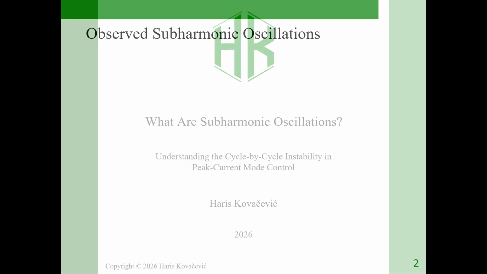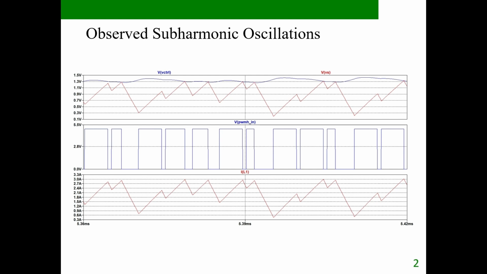So let's begin. Before we investigate why these oscillations occur, let's first recall the behavior we want to explain. Here we can observe the internal switching waveforms of a peak current mode controlled buck converter. At the top we have the control signal together with the measured current signal. In the middle we have the PWM signal generated by the current comparator. And at the bottom we have the inductor current.